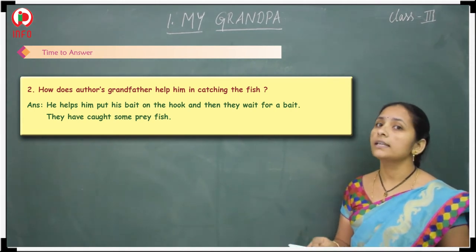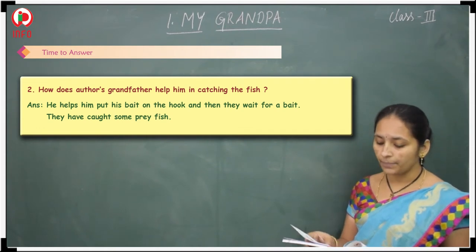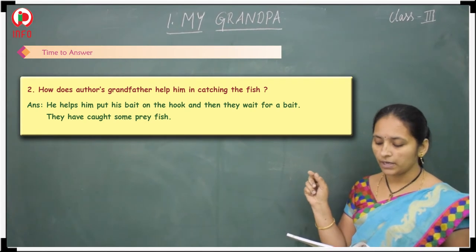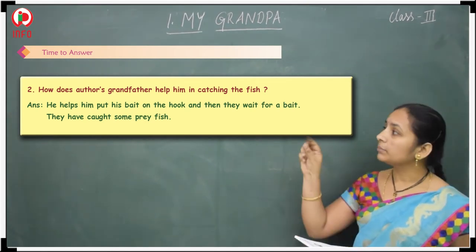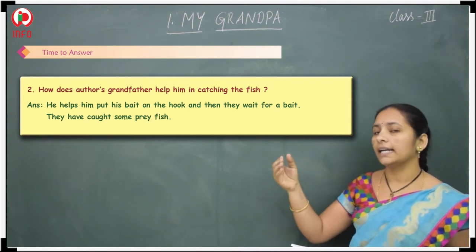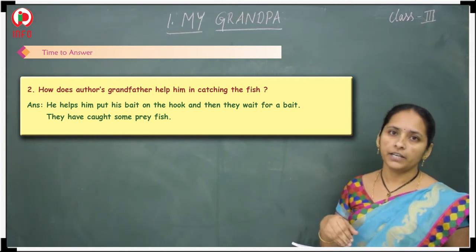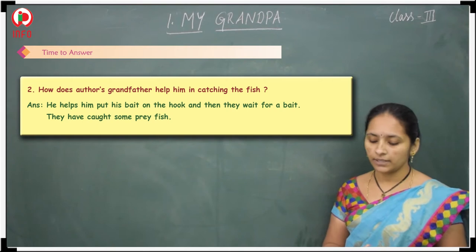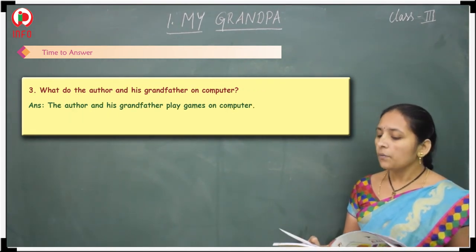And how does the author's grandfather help him to catch the fish? He put my bait on the hook and then we wait for a bite. So he kept the food on the hook and later they should wait for the fish to bite, and later they can catch it. Like that he helped him a lot to catch the fish.